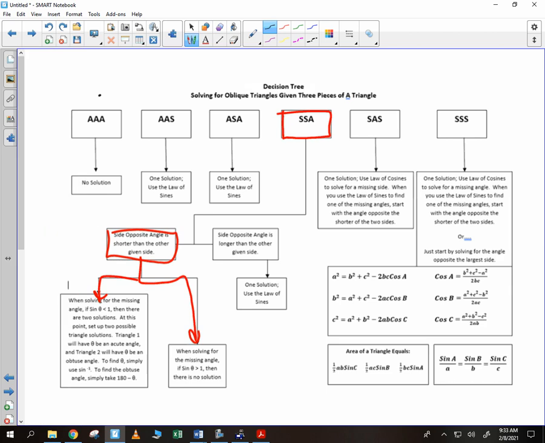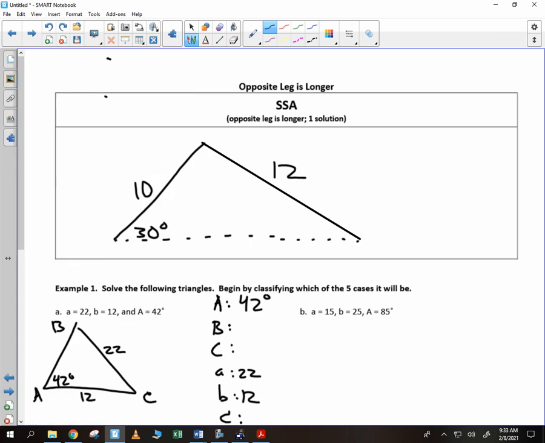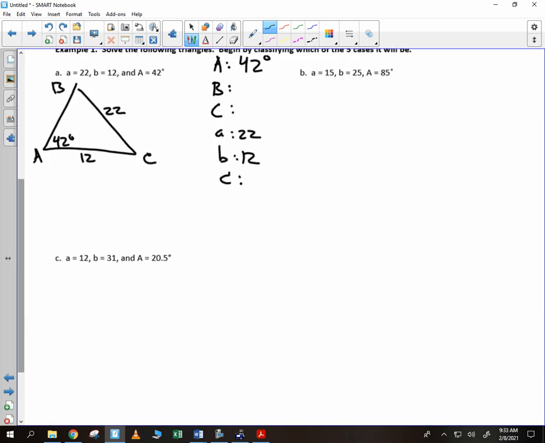It says, if you end up with side, side, angle, determine, is the side opposite the angle shorter than the other given side, or is the side opposite the angle longer? Which situation do I have? Longer. It says there's just one solution. So that's what I do. I do one solution. Set up the law of sines and solve.